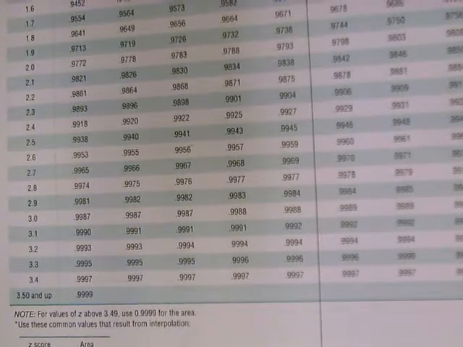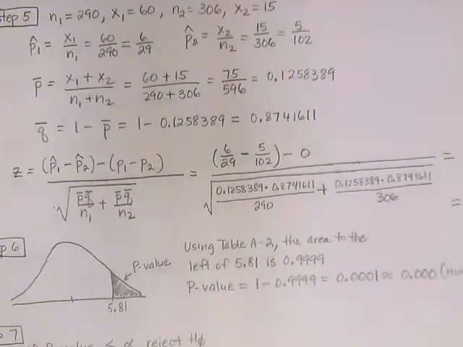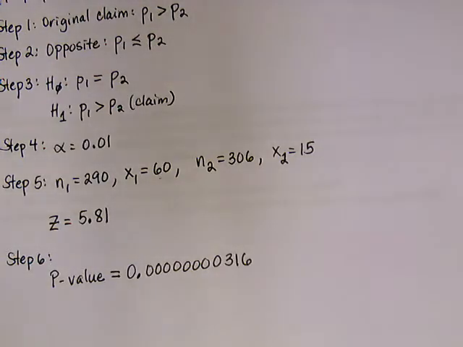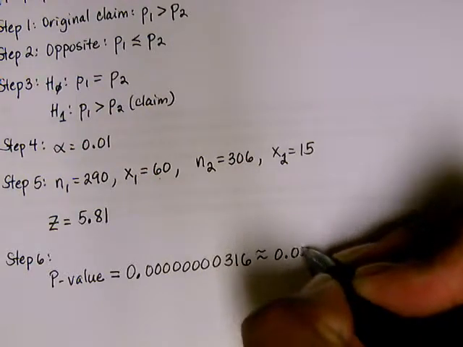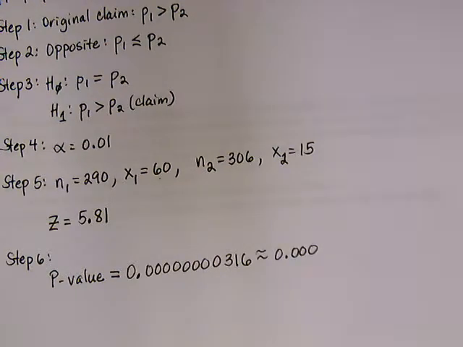anything from 3.50 and up, you have to use 0.9999, which only represents this area to the left. You want the area to the right, so you have to do 1 minus 0.9999, which will give you 0.0001. Now, if I was to round this to 3 decimal places, then this will be just 0.000. Okay, so that's step number 6.